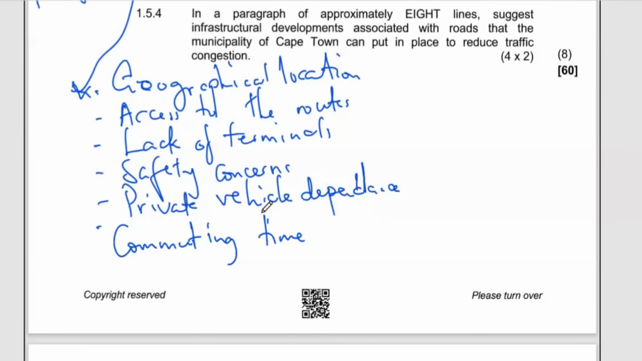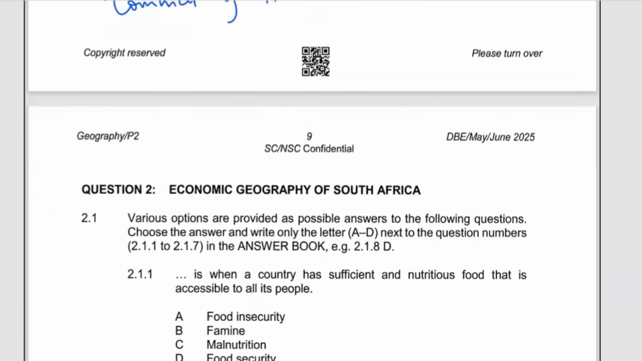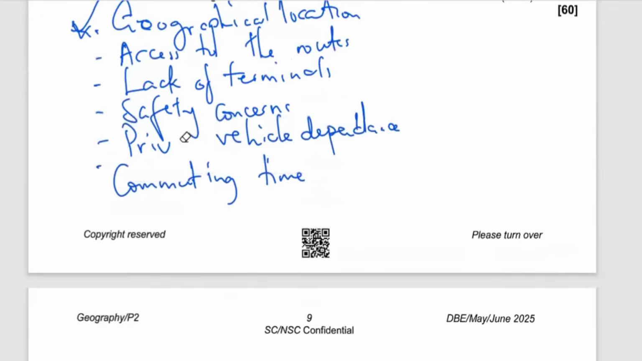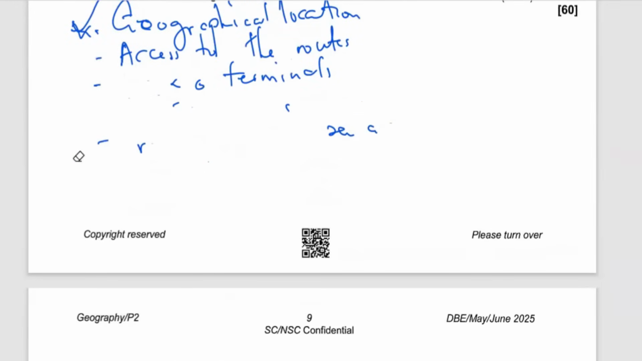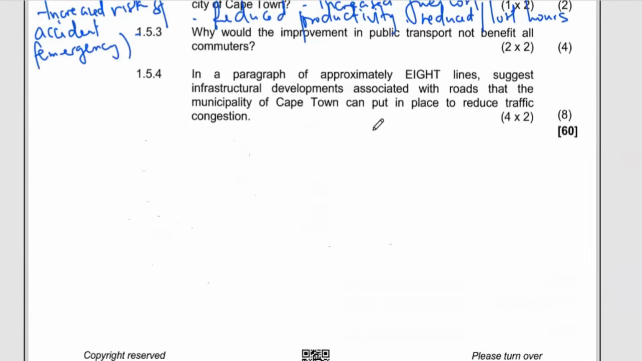Right. Then we move on to our last question. Write a paragraph of 8 lines that suggests infrastructural developments associated with roads that the municipality of Cape Town can put in place to reduce traffic congestion. What can the municipality do in relation to the roads so that they reduce the risk of traffic congestion on the roads? Right, I'll just highlight here and try to discuss briefly. For that reason, we are saying what needs to be done on the public road infrastructure.